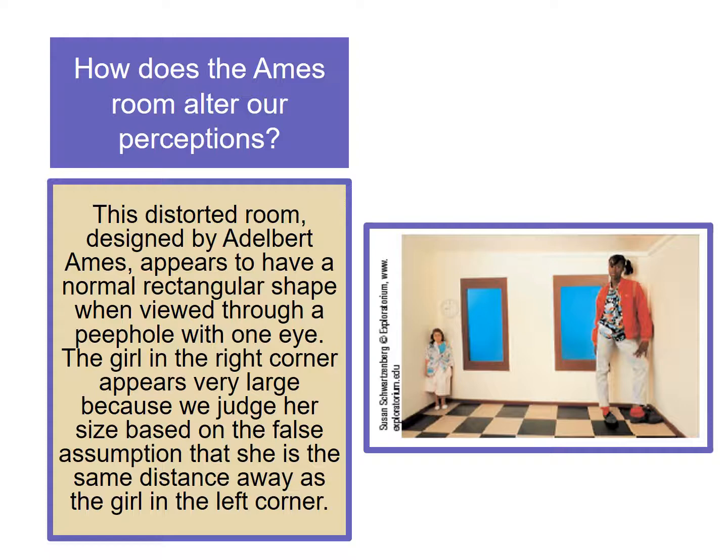So how does the Ames room alter our perceptions? The distorted room designed by Adelbert Ames appears to have a normal rectangular shape when viewed through a peephole with one eye. The girl in the right corner appears very large because we judge her size based on the false assumption that she is the same distance away as the girl in the left corner.